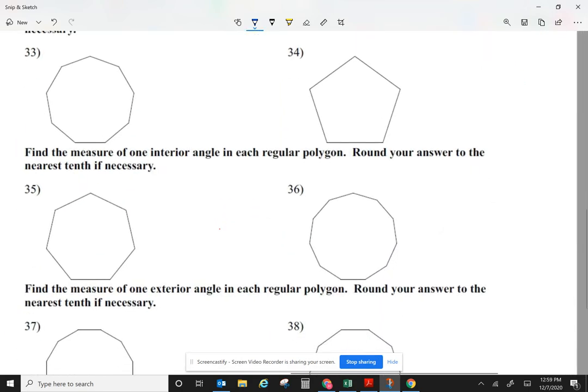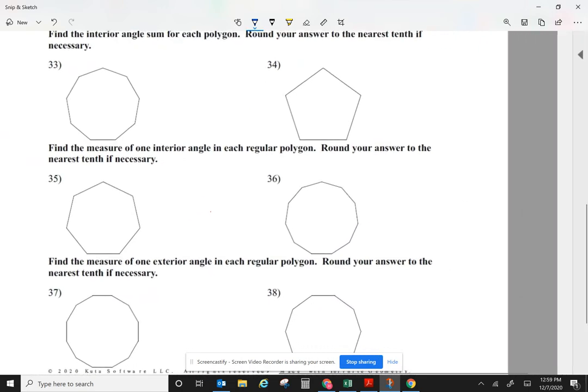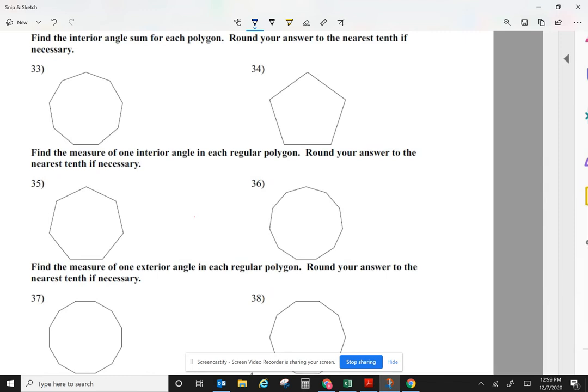Now, let's review a little of the angles inside and outside of a polygon. Find the interior angle sum for each polygon. The angles on the inside, if I was to add them all, I give you guys the formula, n minus 2 times 180. You're going to round your answer to the nearest tenth if necessary.